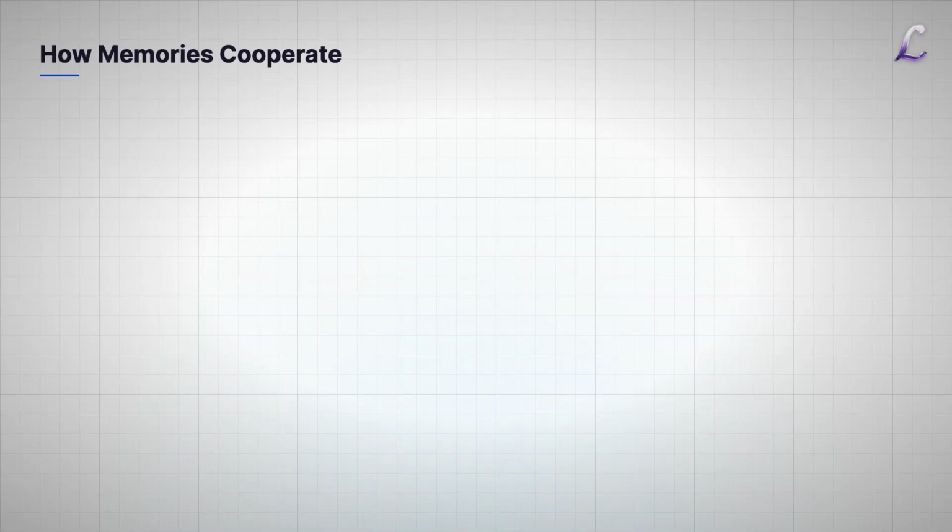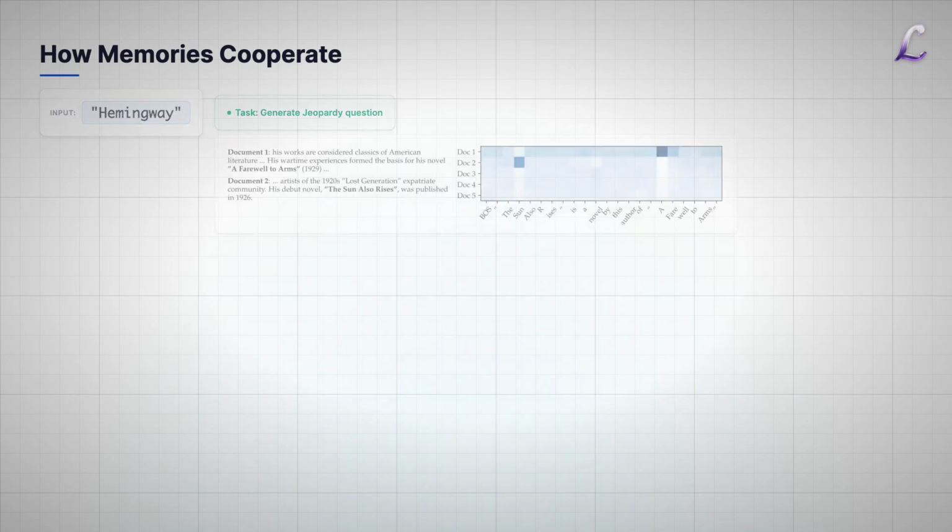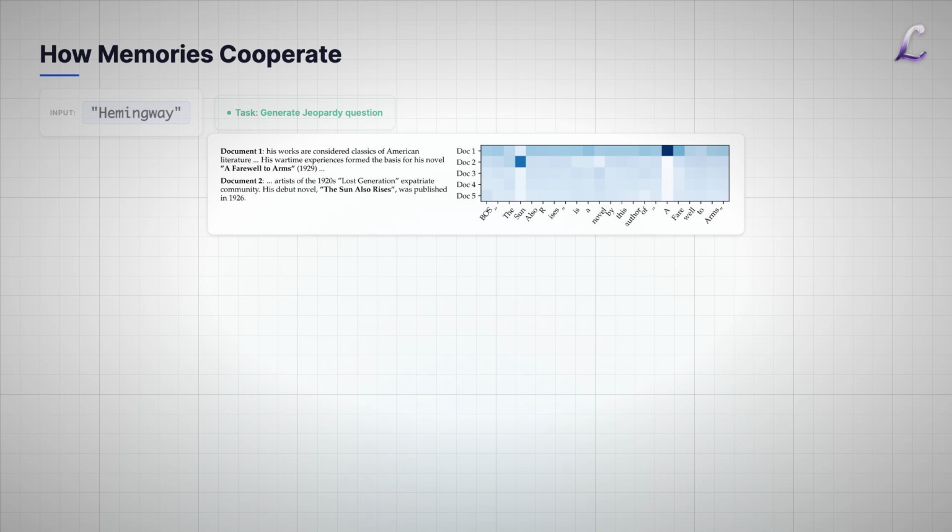One of the paper's most fascinating analyses is the document posterior visualization. Consider the Jeopardy prompt "Hemingway." RAG-Token retrieves 5 documents and generates "The Sun Also Rises is a novel by this author of A Farewell to Arms." The document posterior reveals something remarkable. When generating the token "Sun," document 2, which discusses The Sun Also Rises, dominates the posterior. When generating "Farewell," document 1, about A Farewell to Arms, takes over. But here's the key insight.